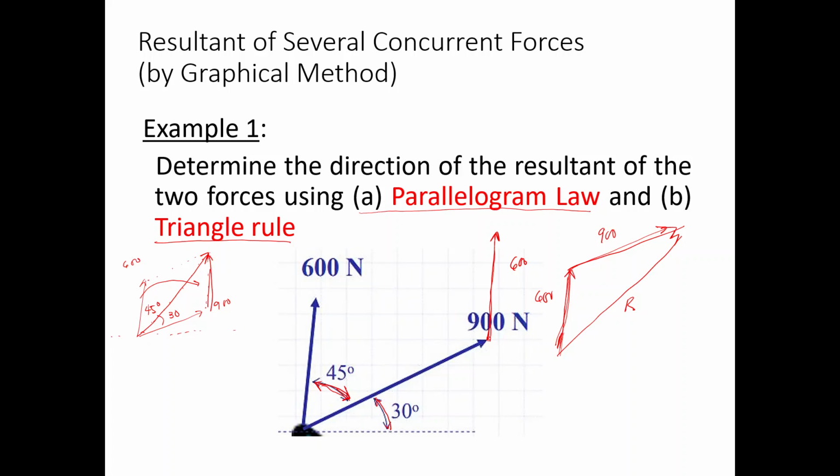So if this one is placed here, going towards 90 degrees, this one is 90 degrees. So far the angle covered is 75 degrees, since 30 plus 45 is 75. So most likely this is the 600 newtons angle here, and there is an excess of 15 degrees.